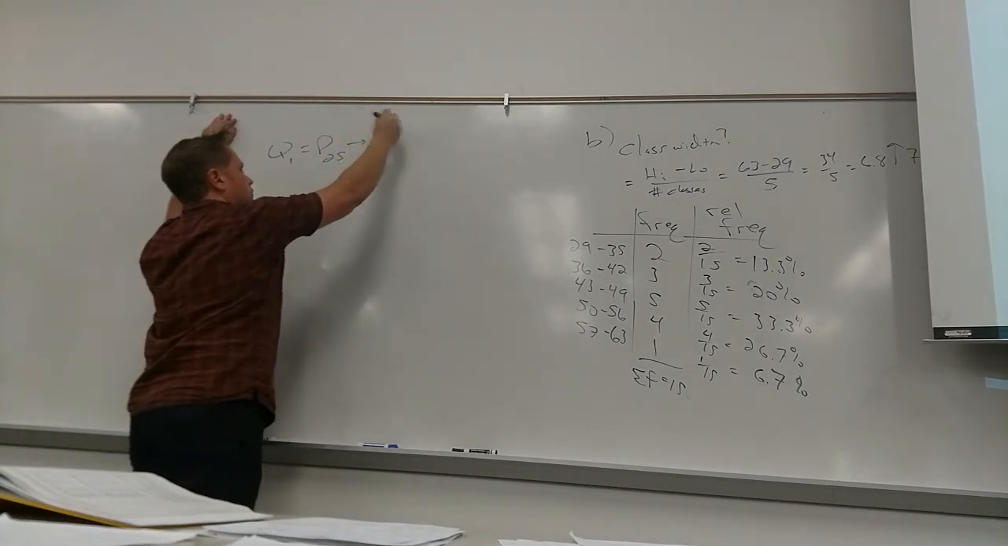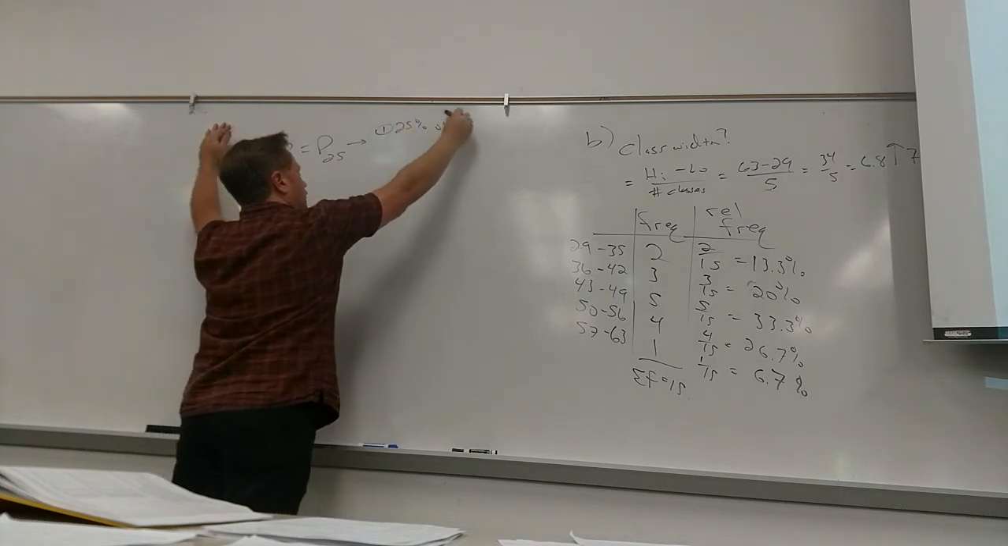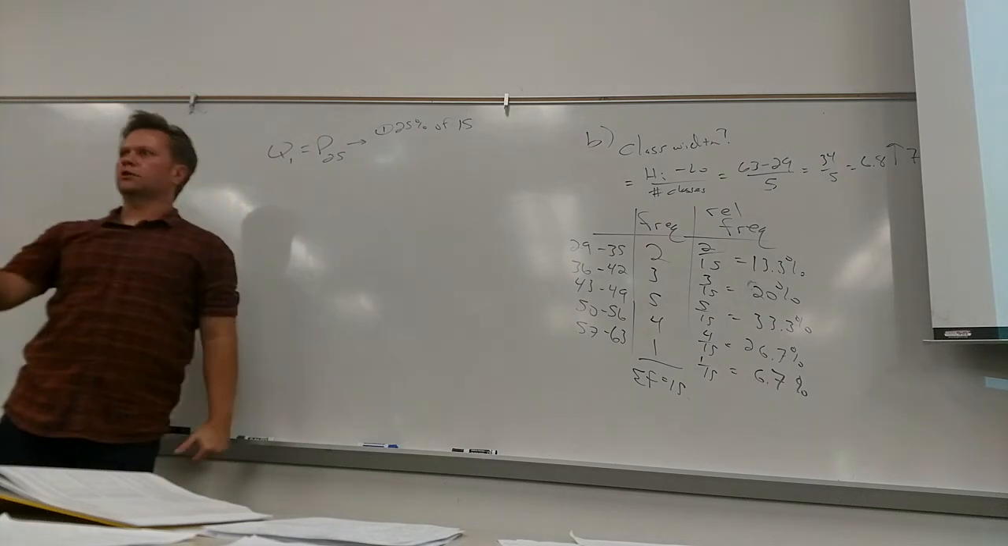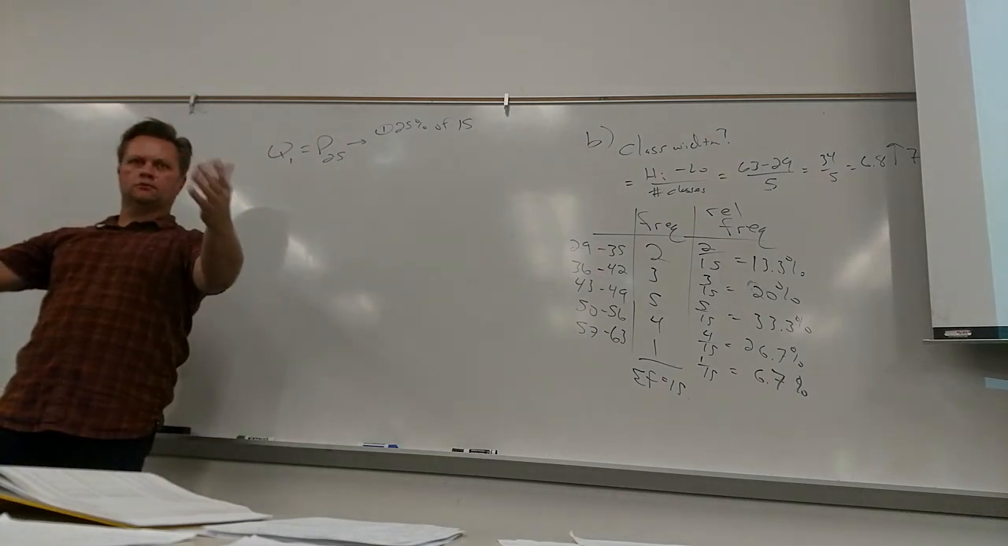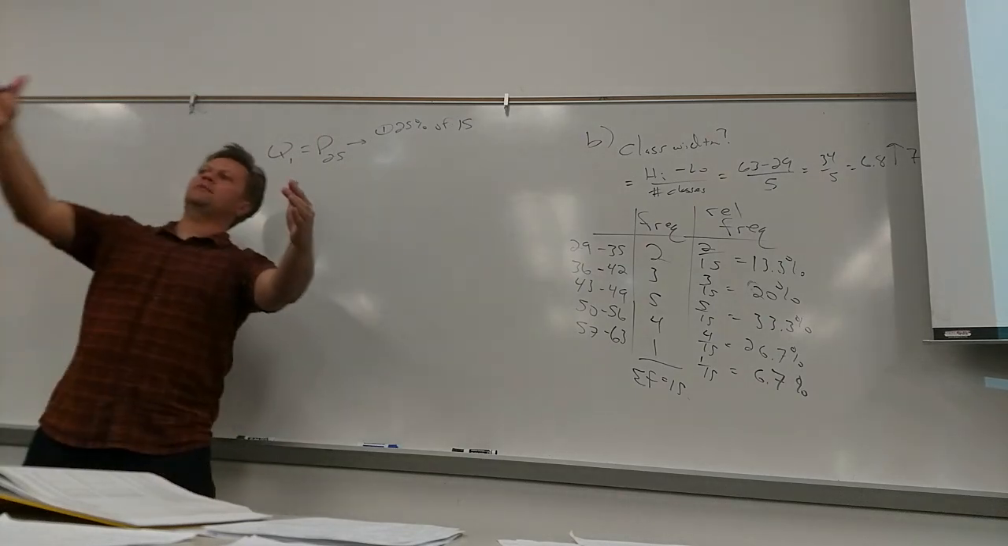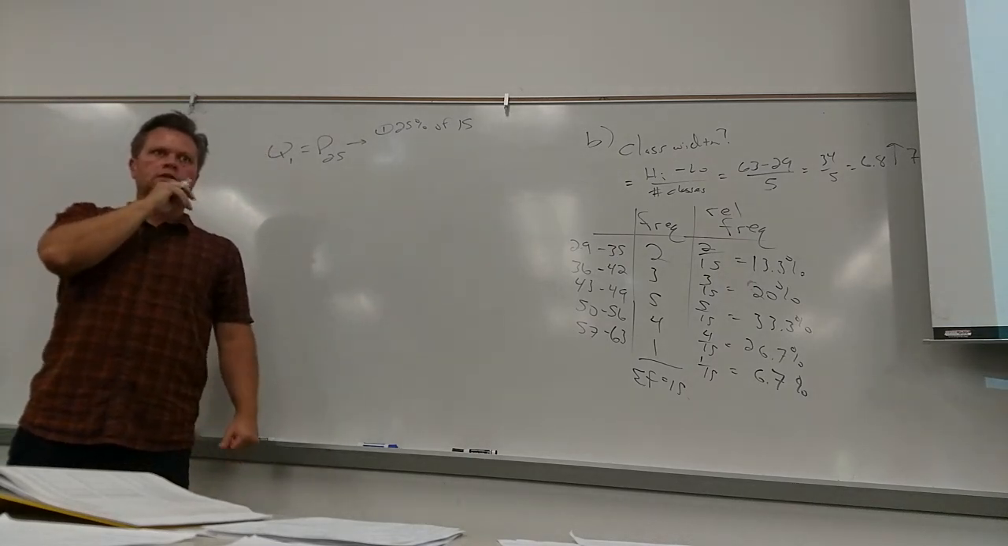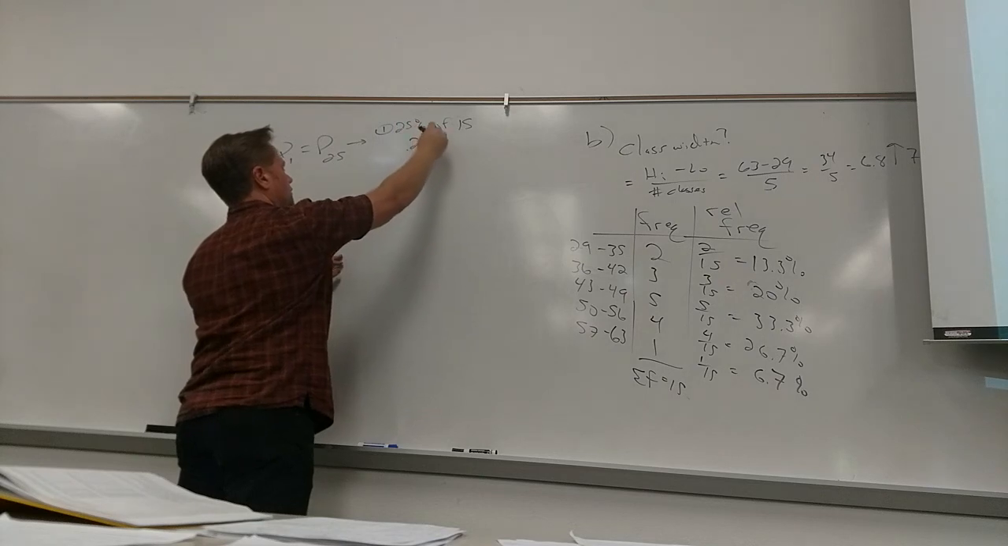So the first step, 25% of 15. Why 15? That's the total, because it's 15 numbers. So if I want to get the number that has 25% below it, I'm going to go 25% of the way into the list. 15, I guess, is the only thing that makes sense. So what is 0.25 times 15?